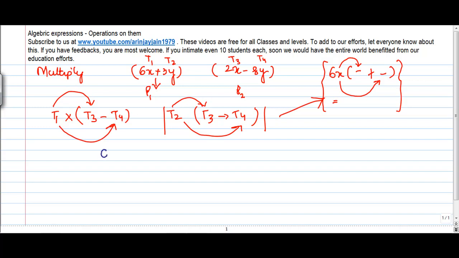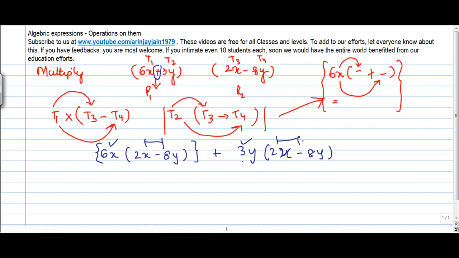I have 6x, which is the first term. This has to be multiplied by 2x minus 8y. Then my sign here is plus, 3y, which is the second term, has to be multiplied by 2x minus 8y. So each term of the first polynomial has to be multiplied by the second polynomial. Now let us open this equation and solve it.